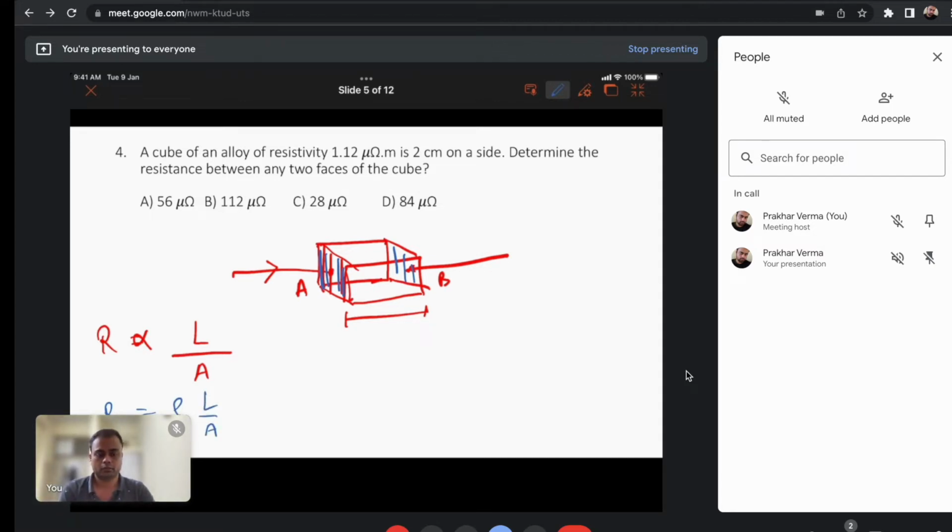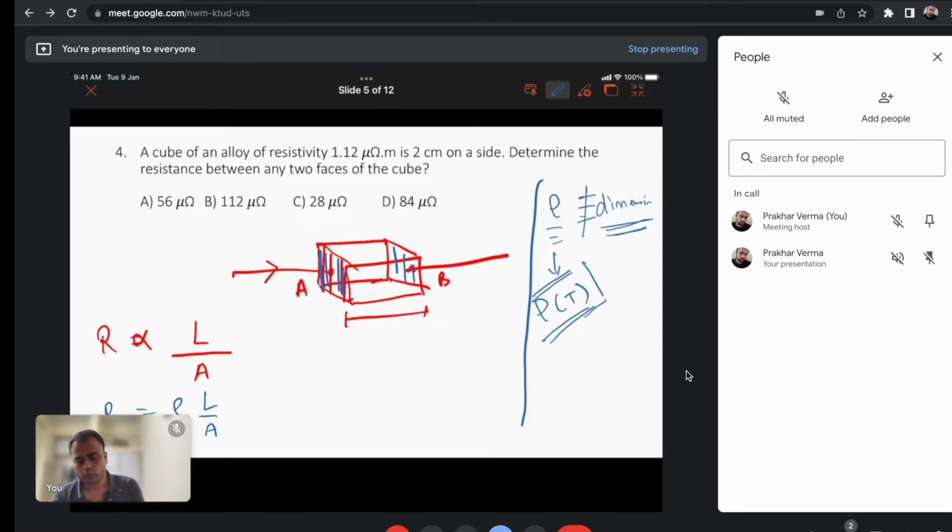Just to define rho, rho is a property which is not dependent upon the dimension of the conductor or resistor. Rho is completely independent of dimension, not related to the length or the thickness. But rho is a function of temperature. So we have to remember this thing: rho is a function of temperature, but rho is not a function of dimensions. Anyway, our problem is not related to that.